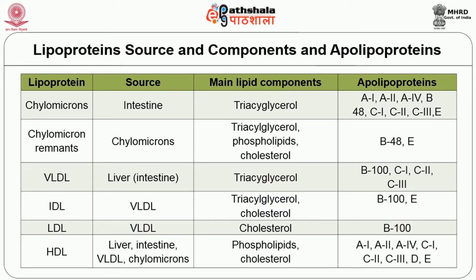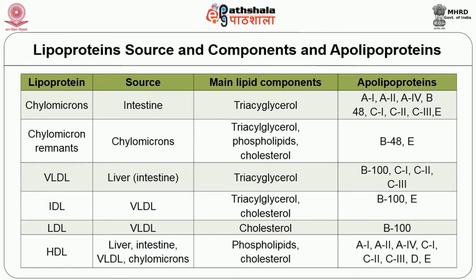Chylomicron, the source is the intestine. The main lipid component is triacylglycerol. Chylomicron remnant, the source is the previous chylomicron. The main lipid components are triacylglycerol, phospholipids and cholesterol. They help in the transport of these. VLDL, the source is the liver. They help in the transport of triacylglycerol.